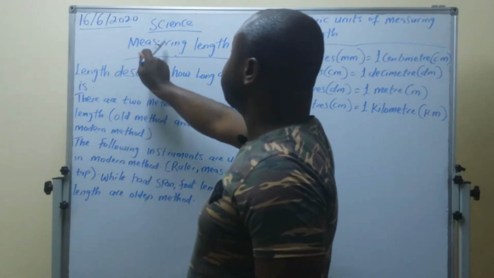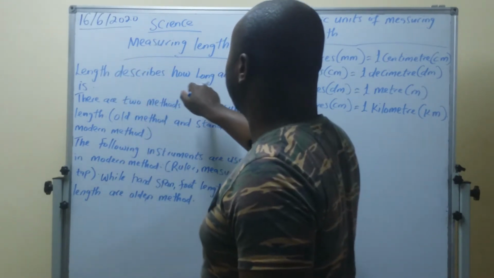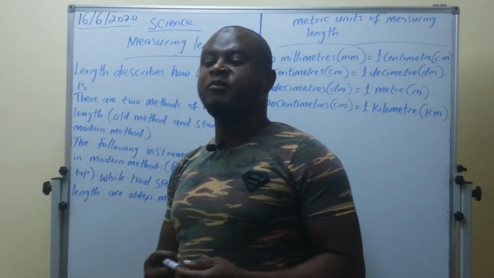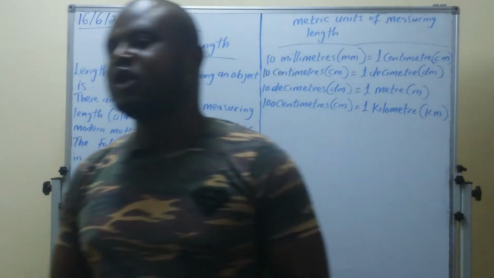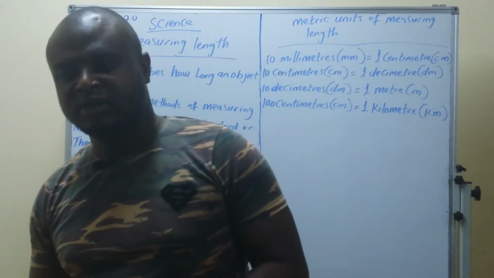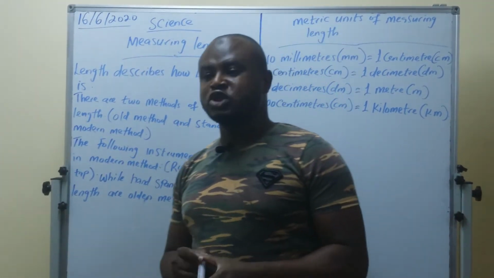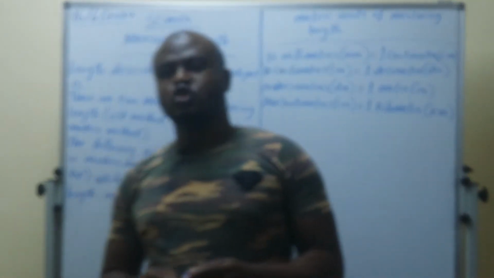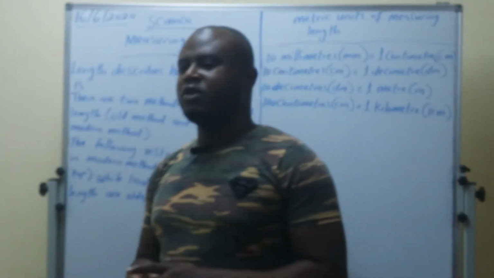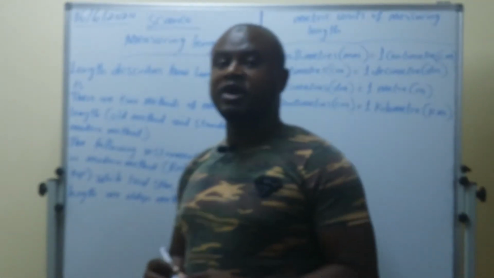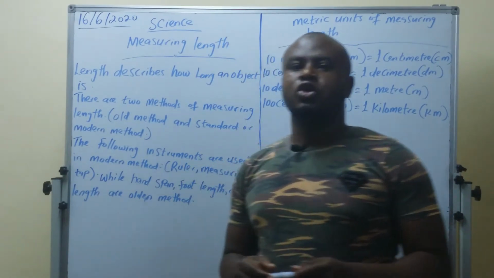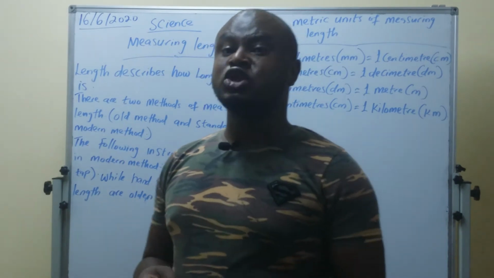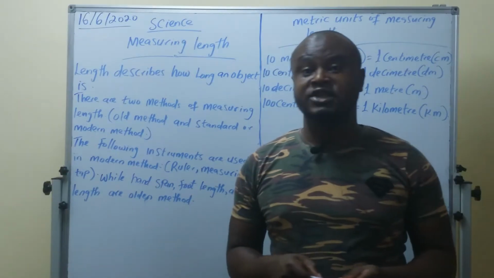Length describes how long an object is. We have two ways of measuring any object. The first way is the holding method, the one we used in the olden days, before we had technology. The second way is the standard or modern method, the one we are using today. Those are accurate. But the holding methods vary. They are not accurate.